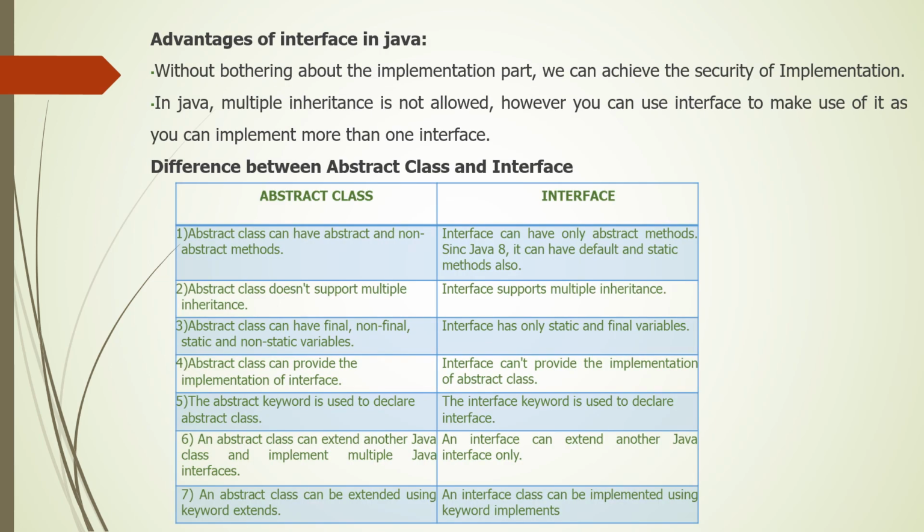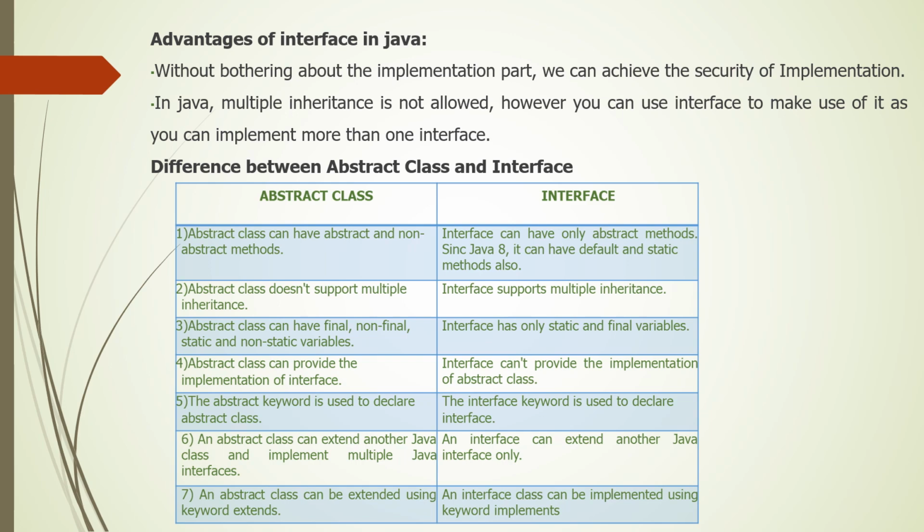Advantages of interface. Without bothering about implementation part, we can achieve the security of implementation. So the methods will be only abstract. So whichever class or interface wants to implement it, it can implement that particular methods. In Java, multiple inheritance is not allowed, but using interface, indirectly we can achieve multiple inheritance.